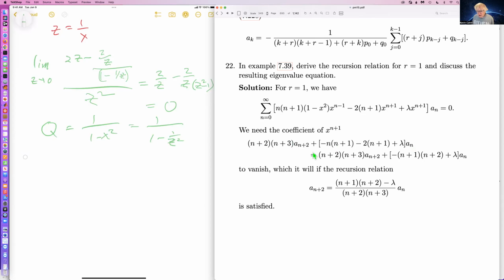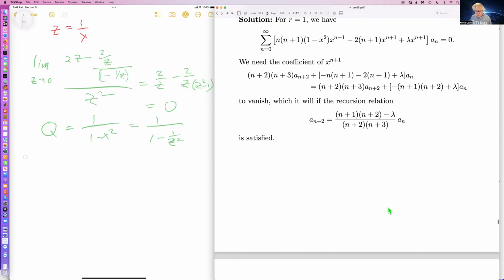And rewriting it, I don't know why I rewrote it. Yeah, it's a little puzzling why I rewrote that. In any event, you then divide through by the coefficient of a sub n plus 2, and you get that as the recursion relation.